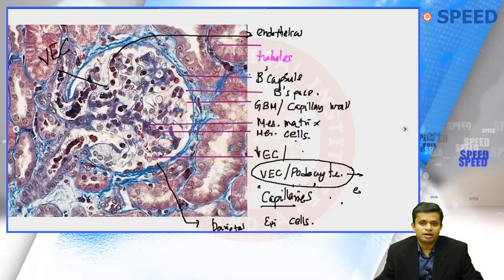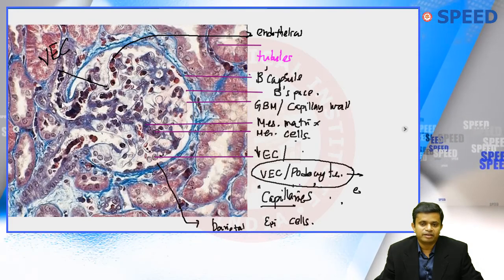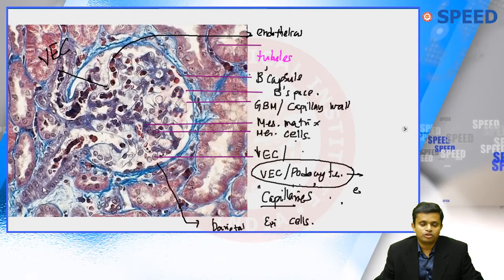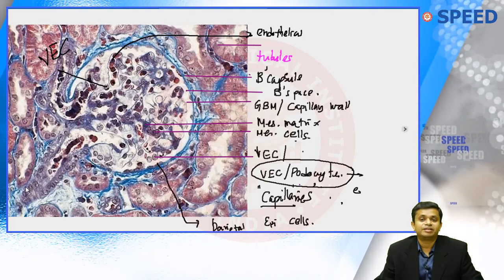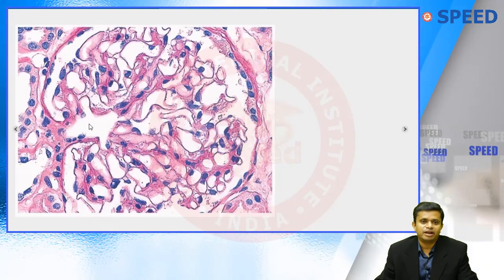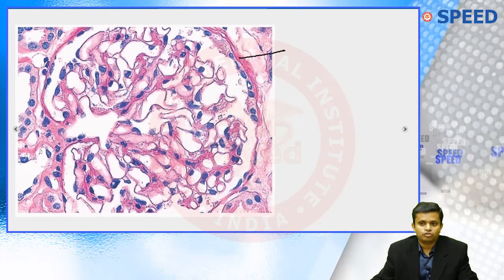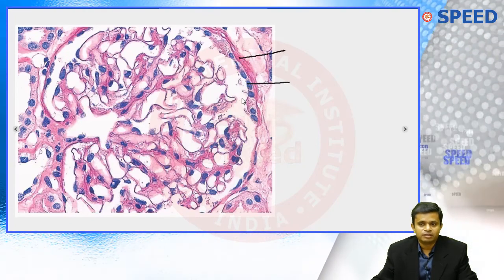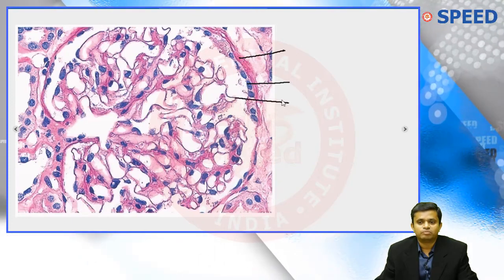So you may have the vascular pole and urinary pole. Vascular pole is where the entry and exit of the vascular channels occur. Urinary pole is where your PCT, proximal convoluted tubule, takes off. So I think that's a simple walk through your Bowman's capsule. Now we can identify the Bowman's capsule. This is your Bowman's capsule. This is your parietal epithelial cells. This is your capillary wall or GBM, glomerular basement membrane.